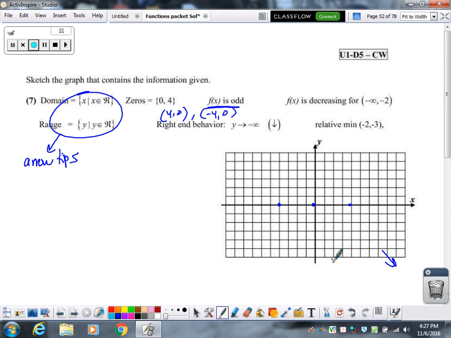And then there's a relative minimum at (-2, -3). So at (-2, -3), there's a minimum. And again, because it's odd, what other point is also on this graph? We're going to negate (-2, -3) to get (2, 3).